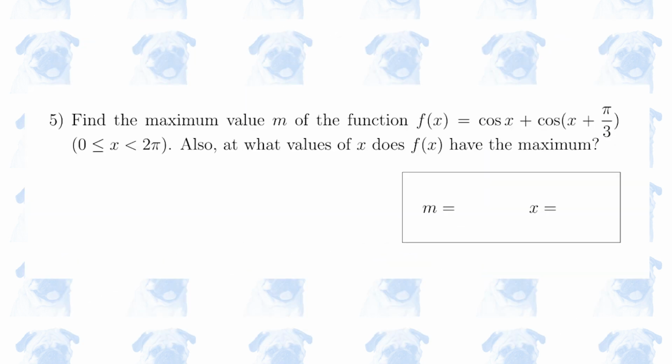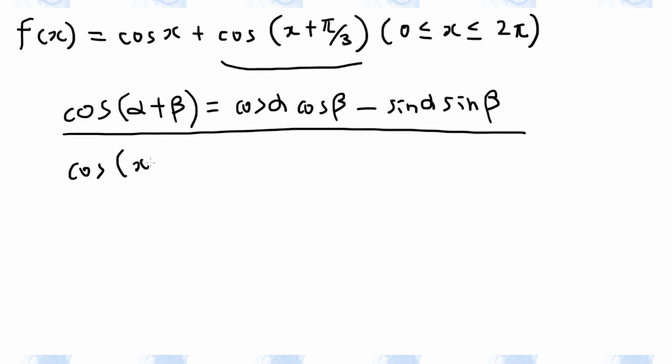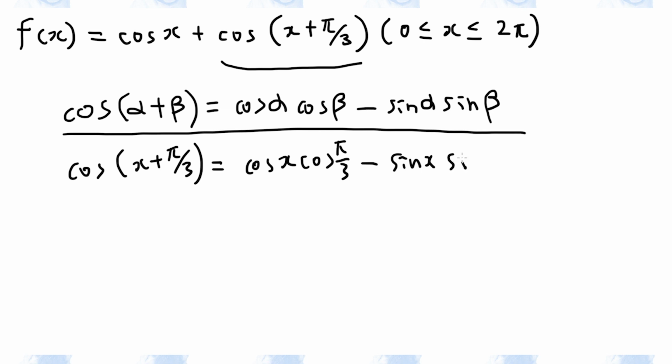Section 1, number 5. First of all, the second term in this function is a little hard to work with. So let's use the angle addition formula to rewrite this part. Cosine x plus pi over 3 is cosine x times cosine pi over 3 minus sine x times sine pi over 3. So cosine pi over 3 is 1/2, and sine pi over 3 is root 3 over 2.